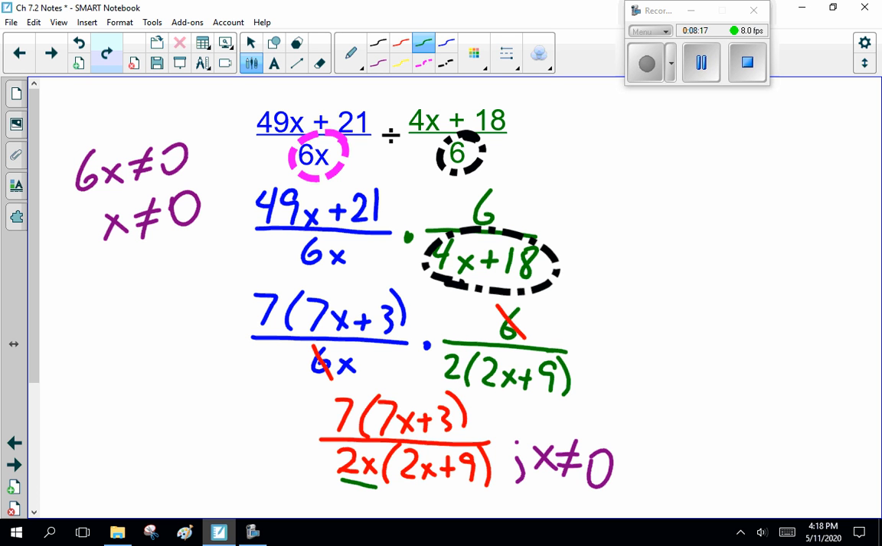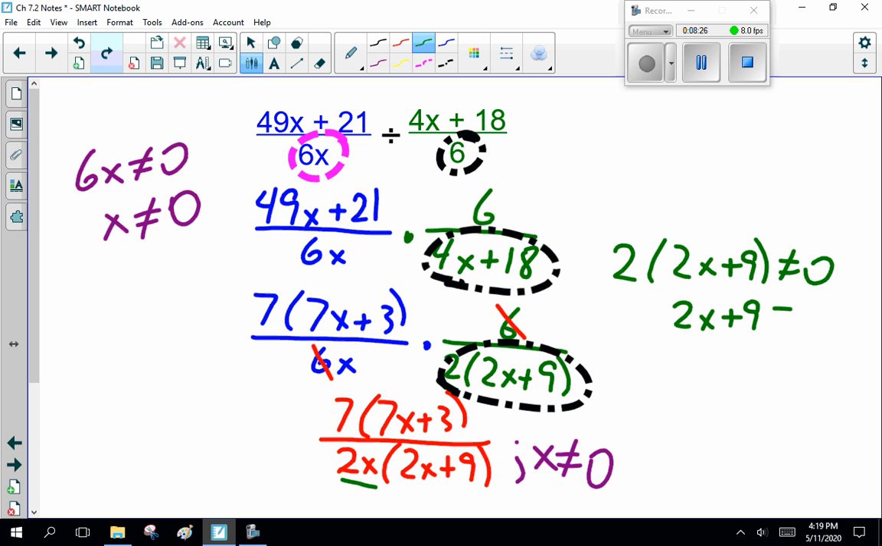4x plus 18. Now, I went and factored that, 2 times 2x plus 9. So I'm going to look at the factored version to save myself a step because I'm lazy. So 2 times 2x plus 9 can't equal 0. Divide both sides by 2. 2x plus 9 can't equal 0. So 2x can't equal minus 9. X can't equal minus 9 halves. And that's the tricky part. You have to look out for that extra denominator.